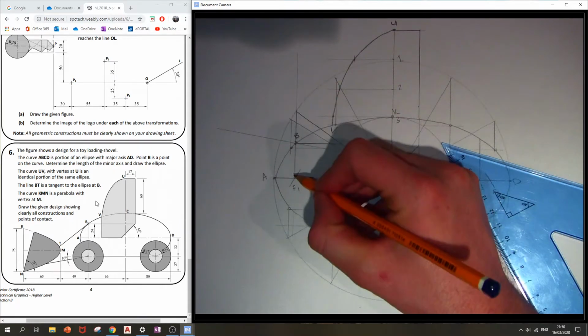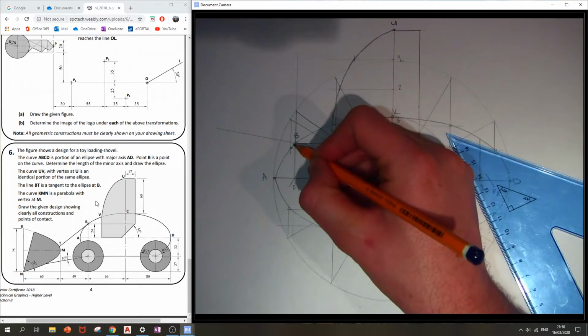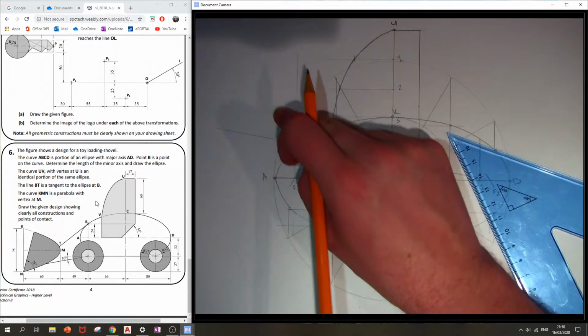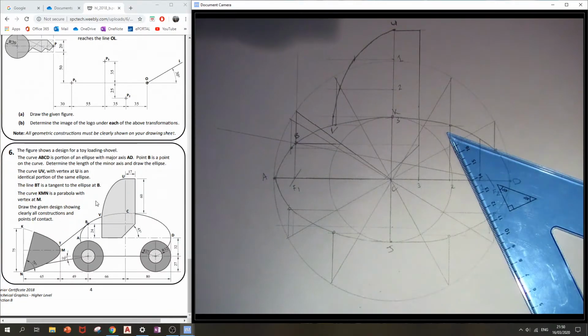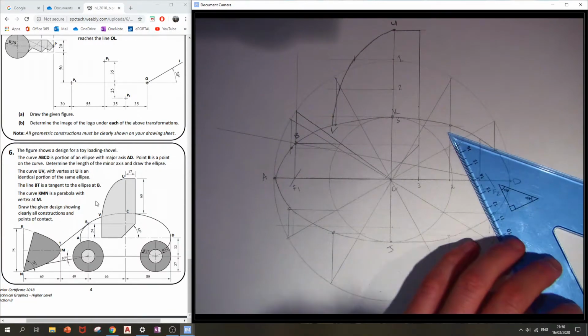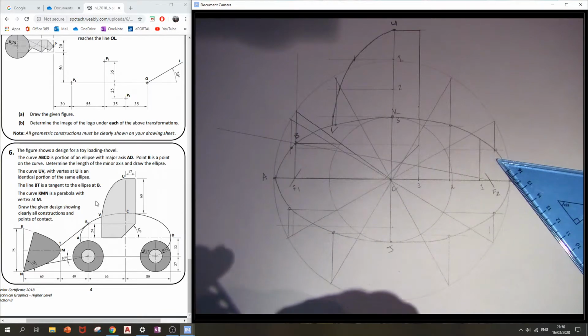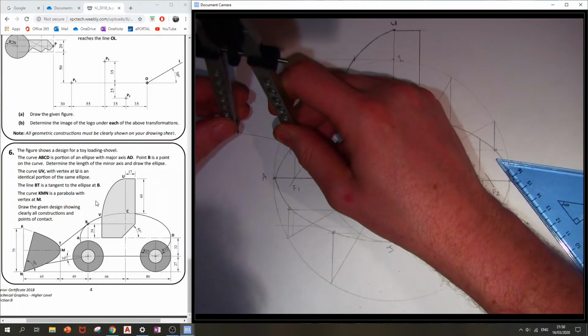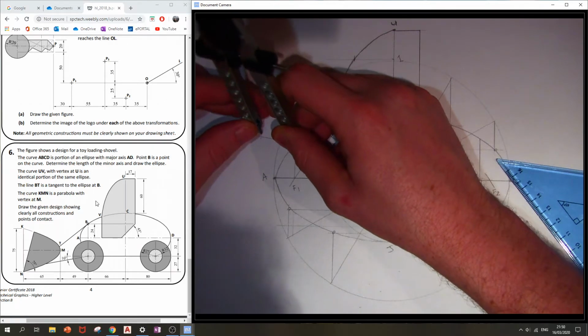However, if I was to bisect this line, I'd be getting an angle that's at 90 degrees to my tangent, and that's going to be known as my normal. But in this case, I need to draw my tangent. Okay, so I'm going to bisect my angle. So again, set my compass.